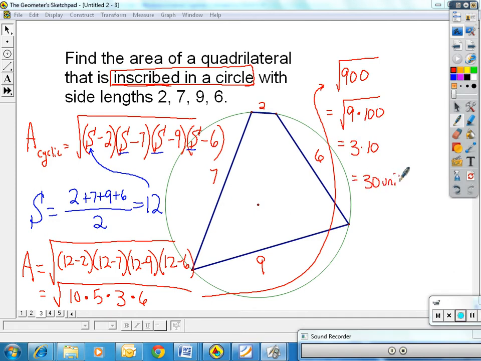30 units squared. 30 units squared is the area of the quadrilateral that's given there.